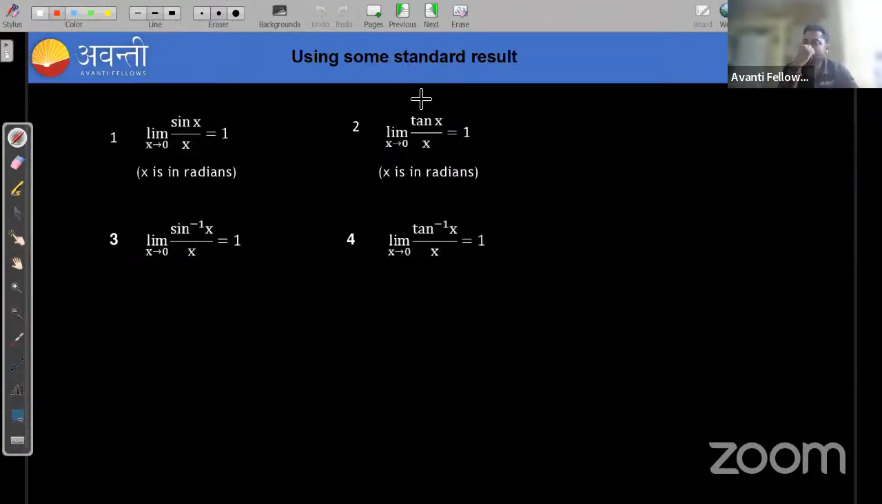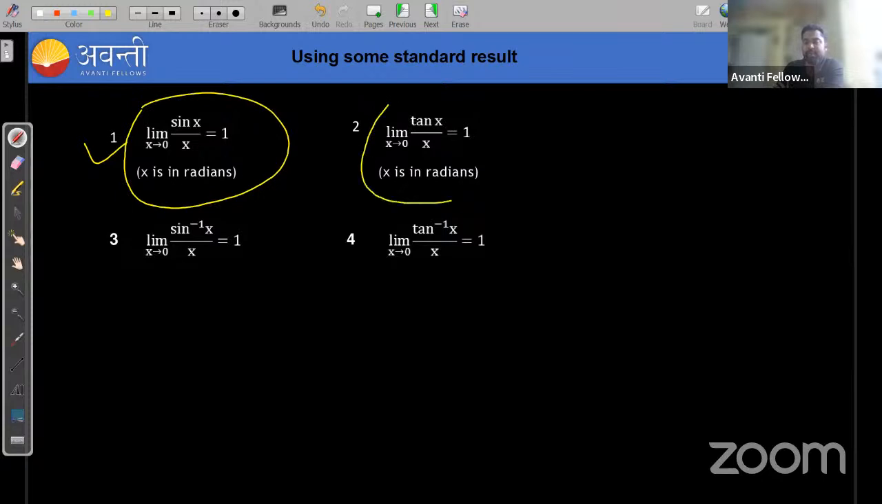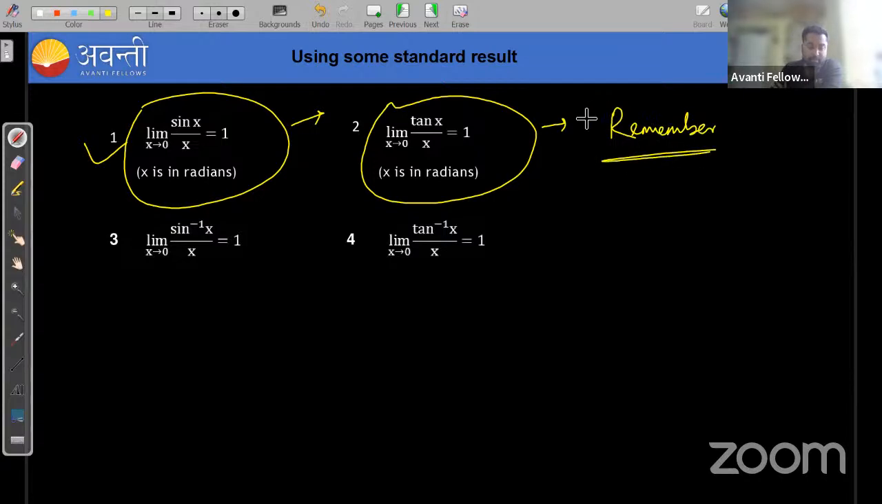Now we'll see how we can evaluate the limit by using some standard results, right? So result 1, first we know limit, when x extends to 0, sin x upon x is equal to 1, right? Okay, and also we know limit x extending to 0, tan x upon x is also equal to 1. You need to remember all the standard results in limit. This is very, very important to solve the limit questions. These are very simple and basic things of limit.